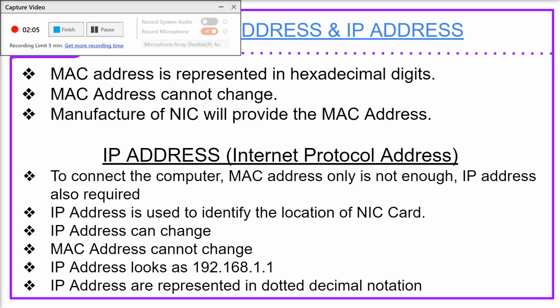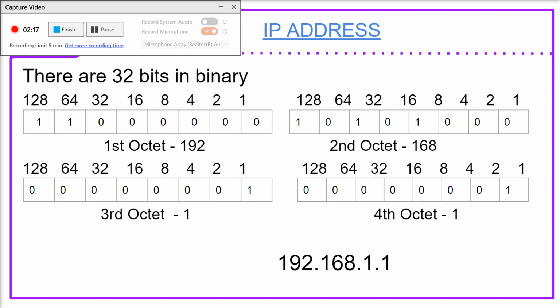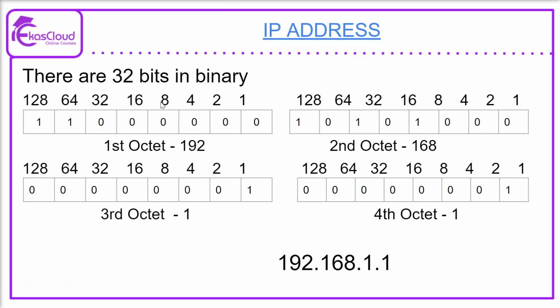An IP address looks like 192.168.1.1. IP addresses are represented in dotted decimal notation. There are 32 bits in binary, with place values 128, 64, 32, 16 and so on. For the first octet, 192, you can see the binary value 11000000. Similarly, the second octet 168, the third octet 1, and the fourth octet 1 each have their binary values.